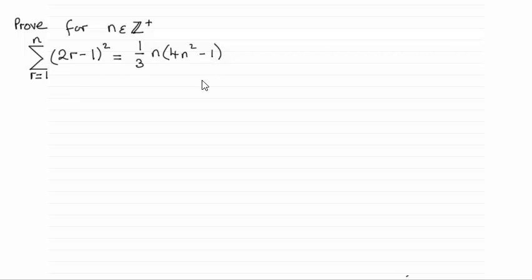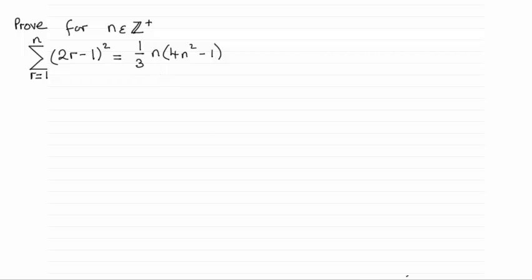In order to do this, what you'd have had to do is first of all check that it's true for when n equals 1. That means just substituting n equals 1 in the left hand side, seeing what that summation comes to, and putting it in the right hand side and checking that they both come to the same value.